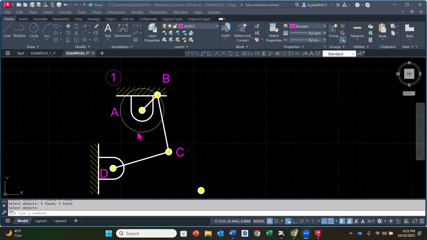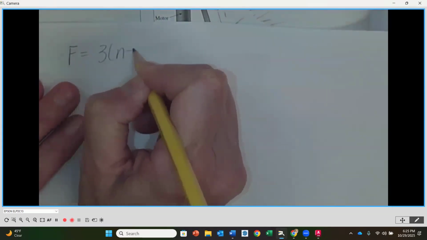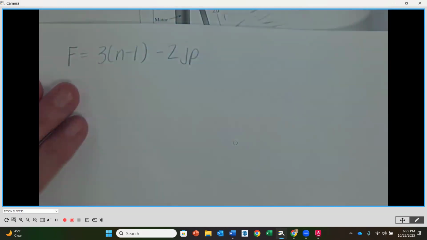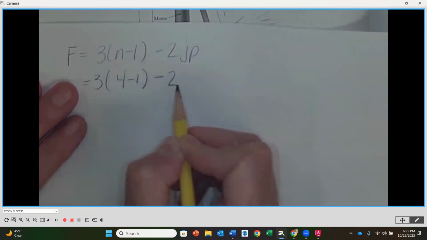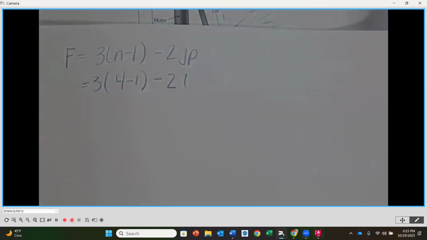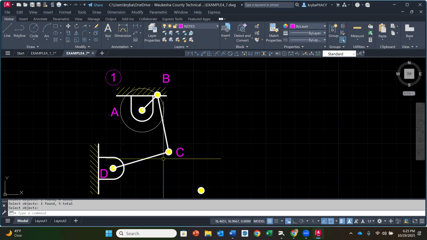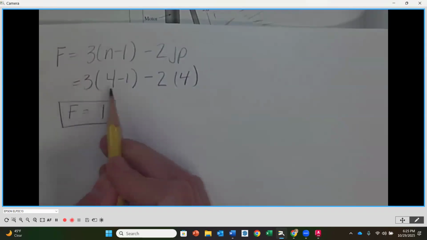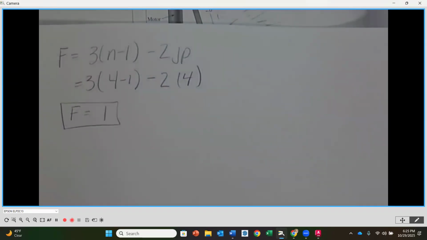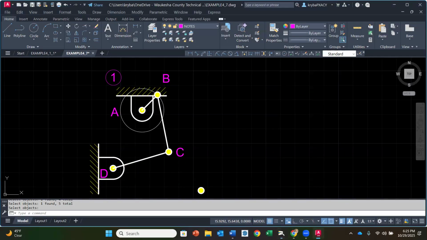That's 4 links. So if I go underneath my camera here, my mobility equation is going to be F is equal to 3 times N minus 1 minus 2 JP. 3 times the number of links, which is 4, minus 1, minus 2 times the primary joints. We go back, those are labeled A, B, C, and D. So there's 4 primary joints. As we can see here, our F is going to be equal to 1. This is 9 minus 8 is equal to 1, which coincides with exactly what we are expecting because we have just the motor input. Okay, so that's done.